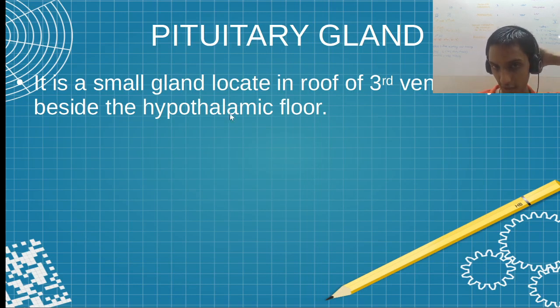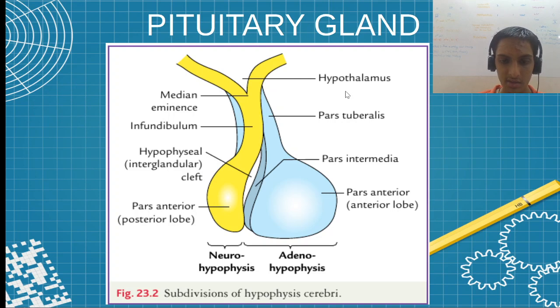So first, introduction: where is this pituitary gland? It's a very small gland which we are seeing in the roof of the third ventricle beside the hypothalamic floor. So floor of hypothalamus, below that the roof of third ventricle is there. From that we are finding a small gland, that is the pituitary gland. So this is briefly regarding the gross anatomy.